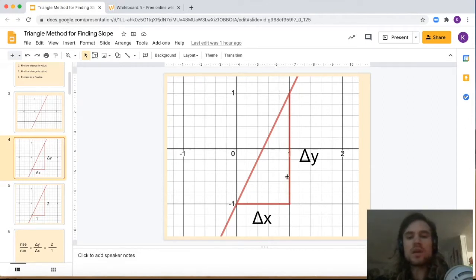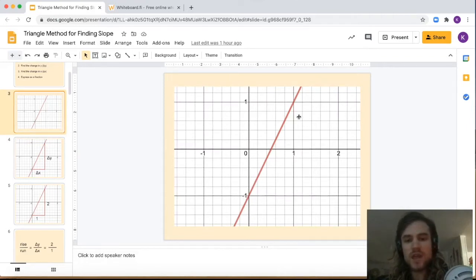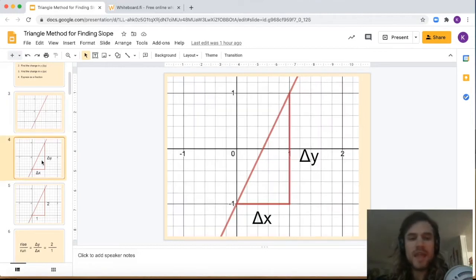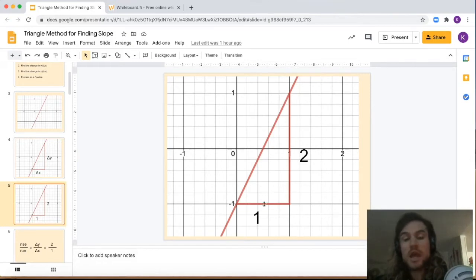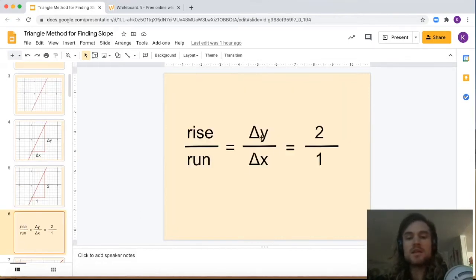In order to count the change in y, the vertical change of the line, and the horizontal change of the line. So here's the regular line. We're like, okay, how do we measure the slope of this thing? And the answer turns out to be we can draw a triangle right here. The change in y, the delta y, and the change in x. And then you can see we can count those up here. There's various ways to count, but then we can list the slope as a fraction, 2 over 1 in this case.